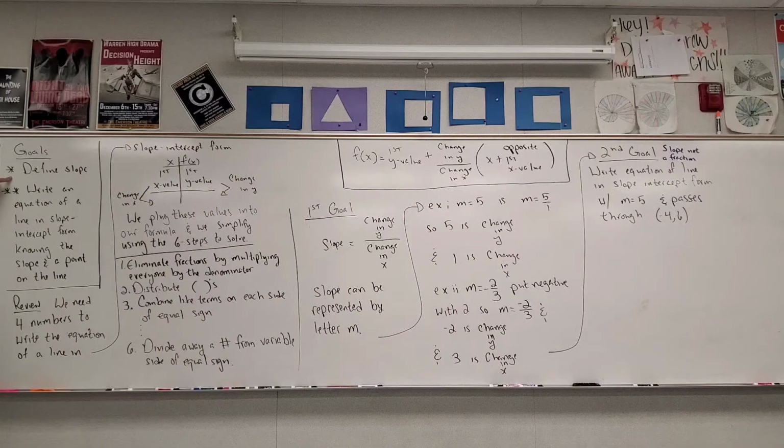Our first goal is going to be to define slope. Our second goal is going to be to write an equation of a line in slope-intercept form, knowing the slope and a point on the line. Remember, when I say write in slope-intercept form, that's a way for me to say simplify.